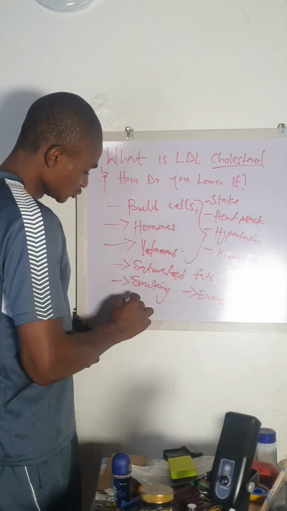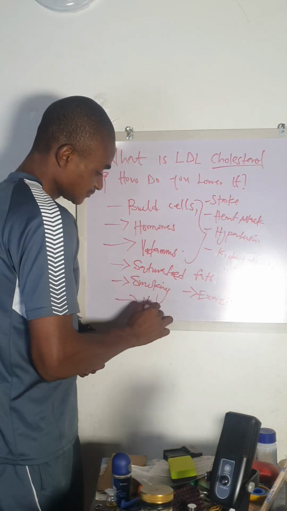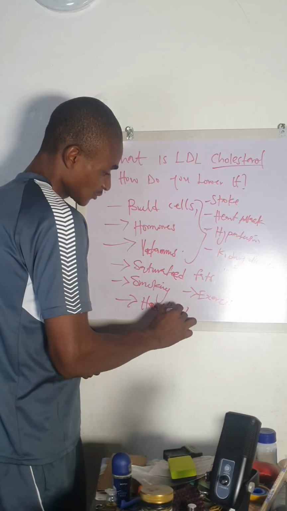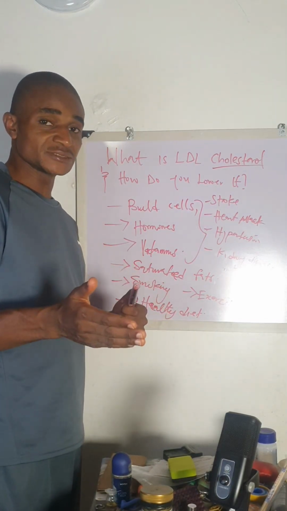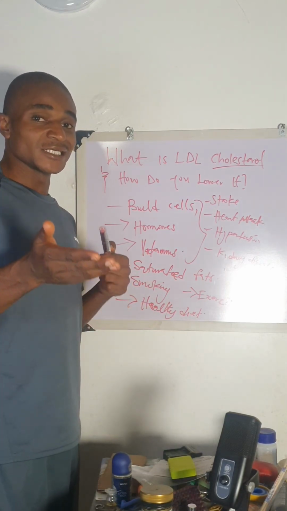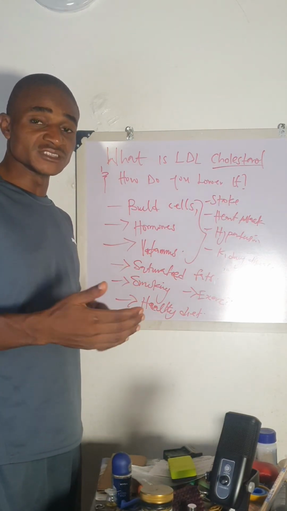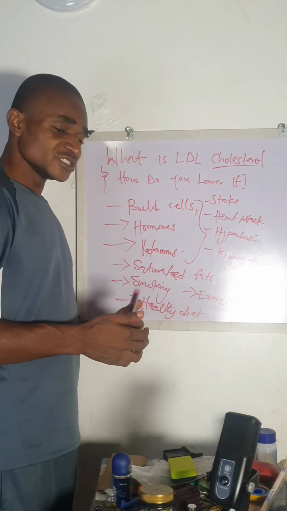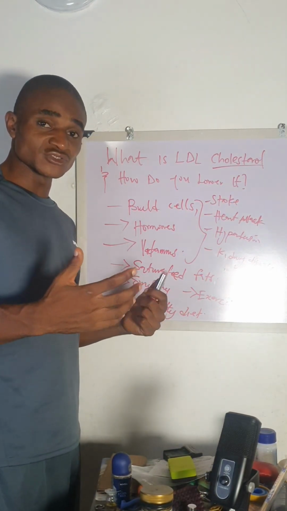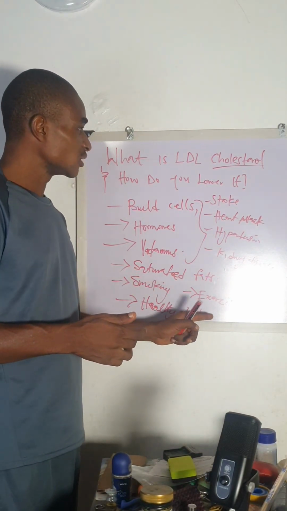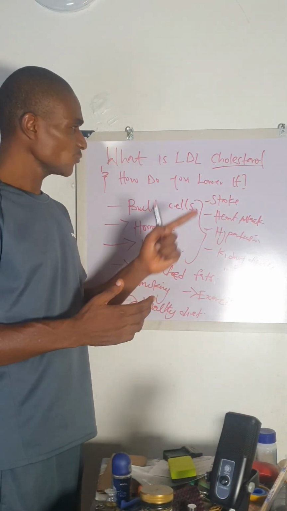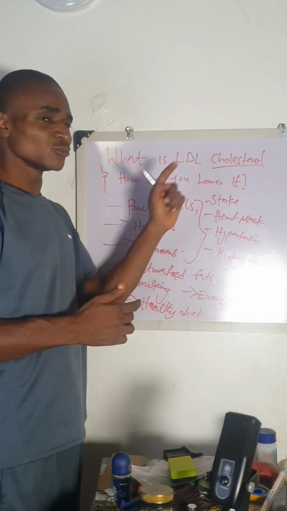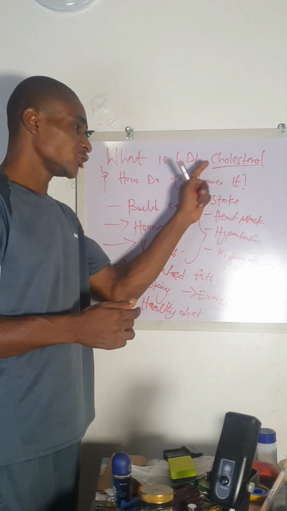And then the next thing you want to do is you want to start eating a healthy diet. Start eating food that are rich in protein, healthy fats, and start eating a lot of vegetables and fruits. When you eat vegetables that contain a lot of fiber, they help to slow down the absorption of cholesterol in your intestine. For that reason, you will not accumulate a lot of cholesterol in your body.